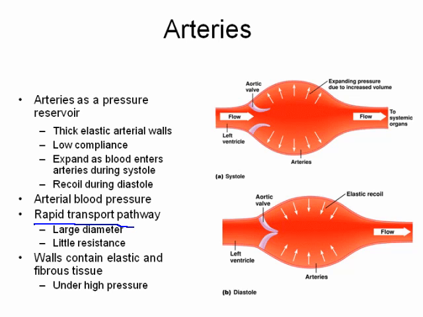So, a rapid transport pathway, large diameter, fairly small resistance. Most of the resistance, again, is in the much smaller arteries, the arterioles. And the walls contain a fair amount of elastic and fibrous tissue. They have to, because they're under high pressure.